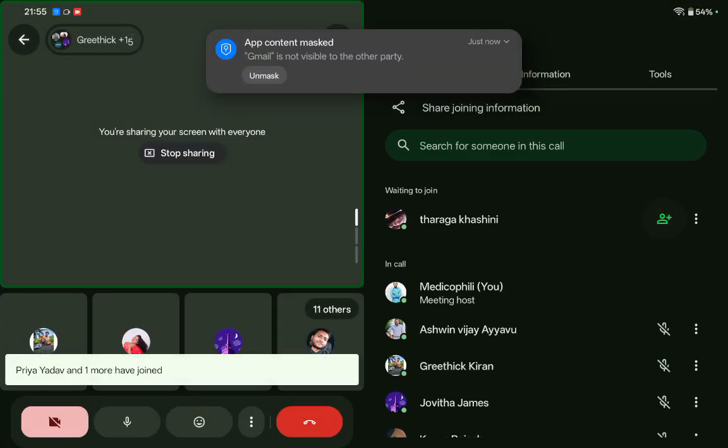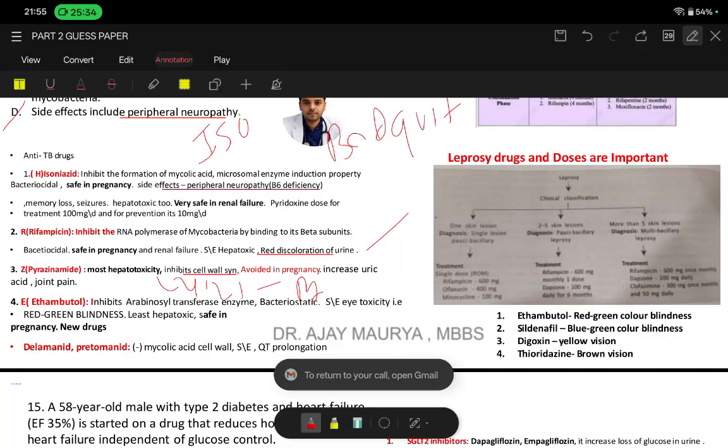Got it. So next one, ethambutol. Ethambutol's side effect is eye toxicity, red-green blindness. Okay, these are the questions you have to know. Ethambutol causes red-green blindness, sildenafil causes blue-green color vision change. Now tell me, sildenafil is used for what? For erectile dysfunction. Got it? So erectile dysfunction, blue films. That's why it is blue-green color.